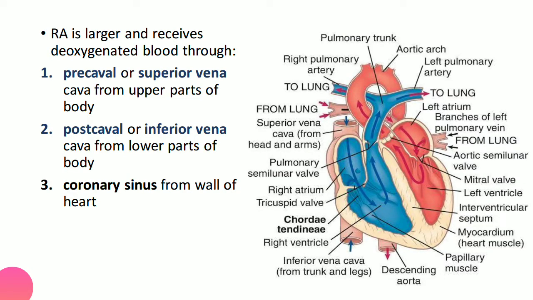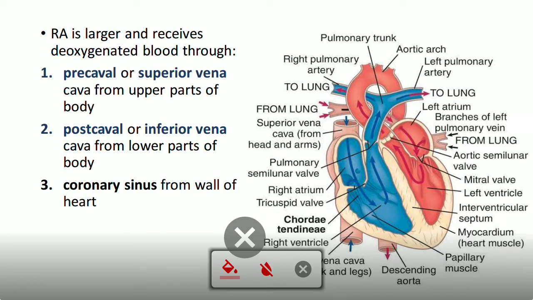Now in my previous lectures I told you all that the atrium is the receiving chamber, and the right atrium is for receiving the deoxygenated blood. How have we learned it? Because of the word DR: D for deoxygenated blood, R for right atrium. Understood? So right atrium receives the blood from how many things? It receives the blood from the precaval, or the superior vena cava, the postcaval, the inferior vena cava, and the coronary sinus.